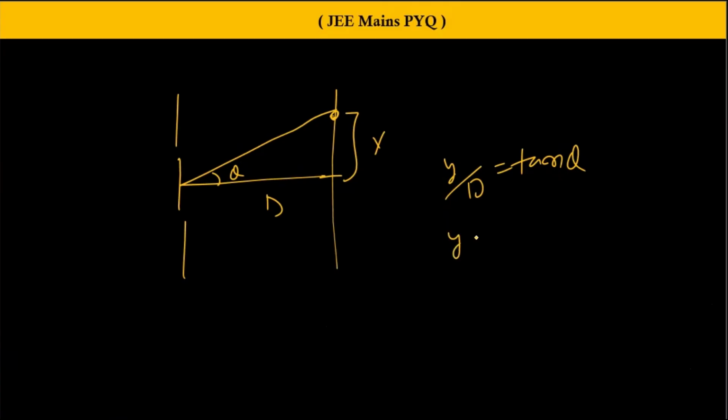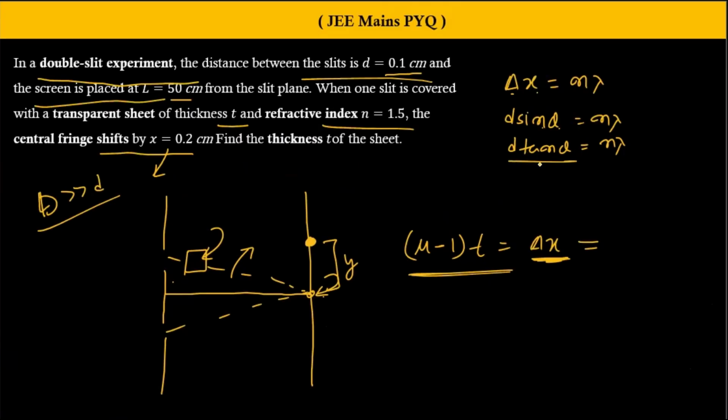So y को आप क्या लिख सकते हो? I mean tan theta को क्या लिख सकते हो? Y by D. ओके, तो डेल्टा x को आप क्या लिख सकते हो? d tan theta. tan theta क्या है? Y by D. सो y को हमने इनकॉर्पोरेट कर लिया. डन है. अब हमारा क्वेश्चन इजी हो गया.